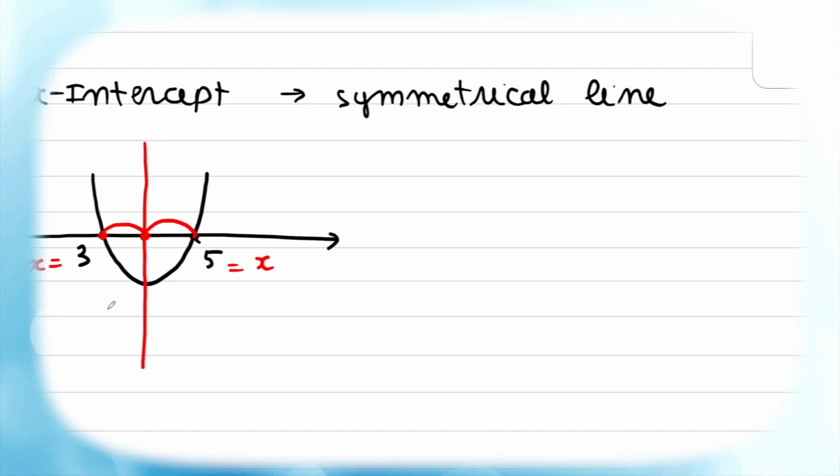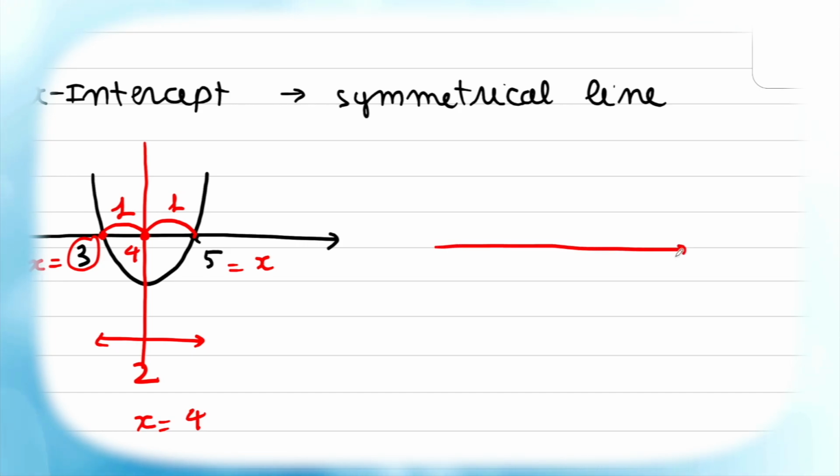And you can see that the total distance from 3 to 5 is 2. So this one has to be 1 and this one has to be 1. On the right-hand side of 3, 1 unit means 4. On the left-hand side of 5, 1 unit, we have 4 also. So the symmetrical line in this case will be x equal to 4, the midpoint between 3 and 5.